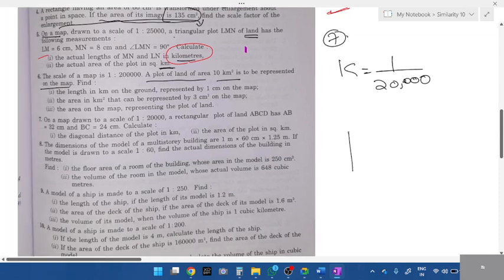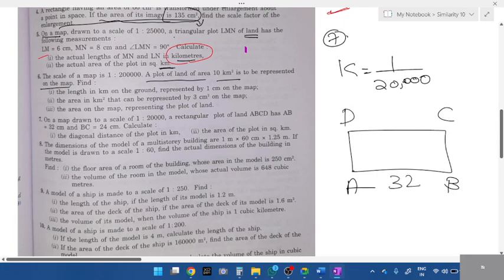So a rectangle is given. Let me draw a rectangle. I'll name it as ABCD. What are the values given? AB is equal to 32. BC is equal to what? 24. In a rectangle, the opposite sides are equal. What do we need to find here, students? Diagonal. Tell me, the diagonal distance of the plot in kilometer.